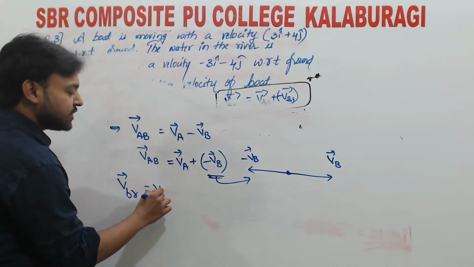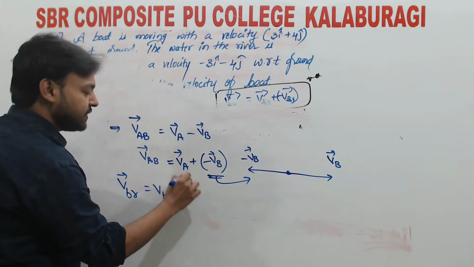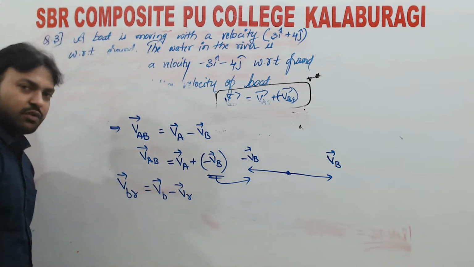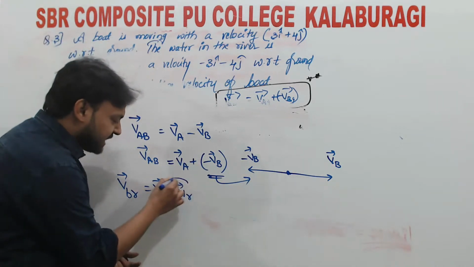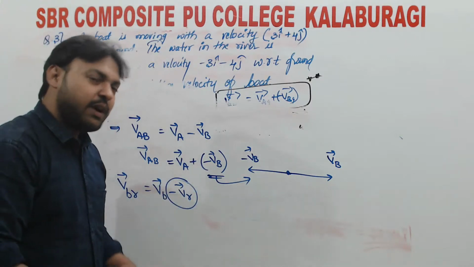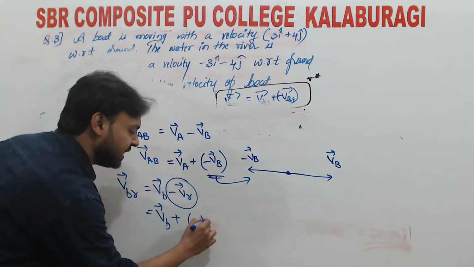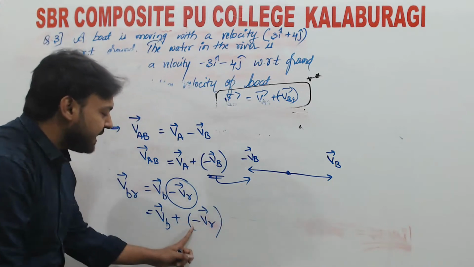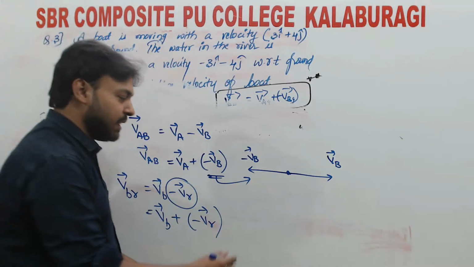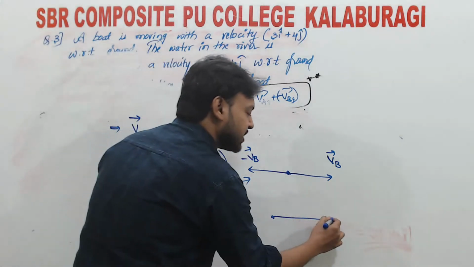I can write it as velocity of the boat minus velocity of the river. So now what do we have to do? The velocity of the river direction we have to reverse. Why do we have to reverse? Because this is again vector addition, but it should be minus times VR bar. For example, velocity of the river is in this direction.